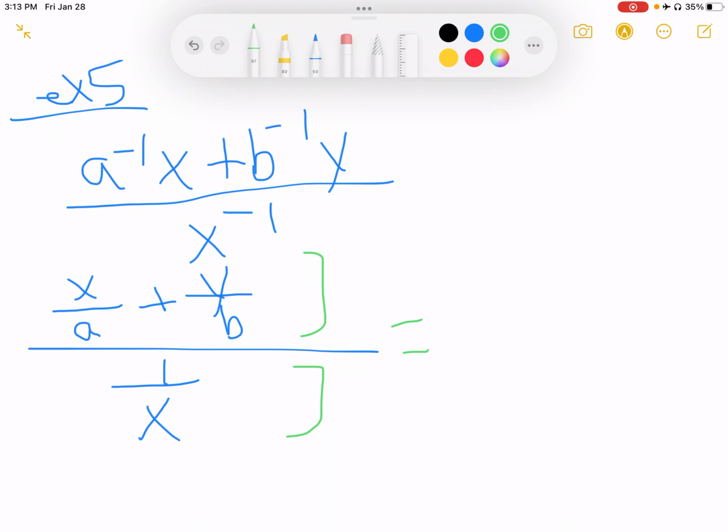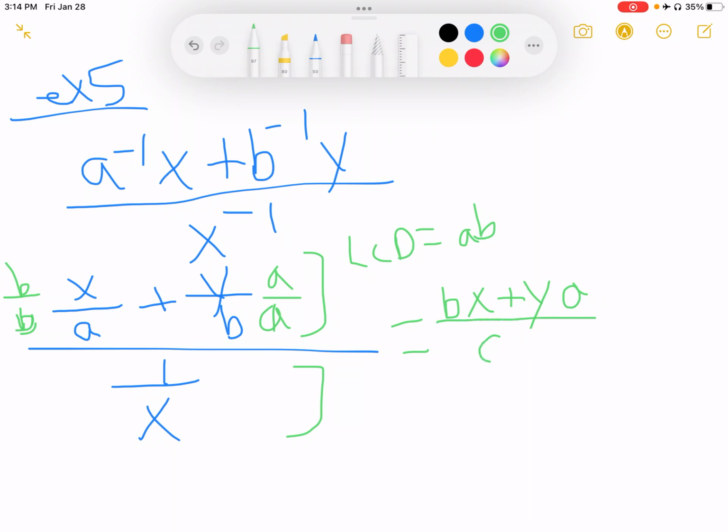Okay, so if we added our fraction first, what is the least common denominator for these two terms over here? We have an a on the bottom here, a b on the bottom there, so we'd say that our least common denominator is ab. Then we'd have to multiply this first term by b over b, and we multiply this term by a over a. Okay, so then we can write bx plus ya, and that'll be all over ab.